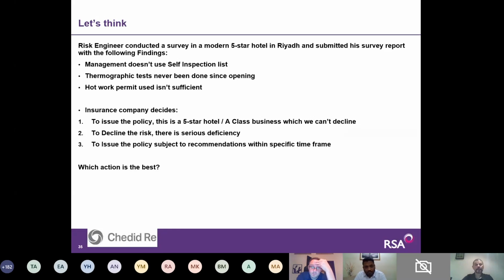Management doesn't use self-inspection. Is it critical? It is critical where we saw the exposed cables, but in a hotel, you need to check, but I'm not declining the risk because of that. I'm making a recommendation. Hot work permit used isn't sufficient. It is used. The management is aware that they have to use it, but it's not sufficient.